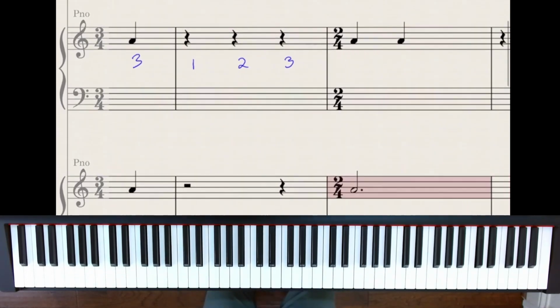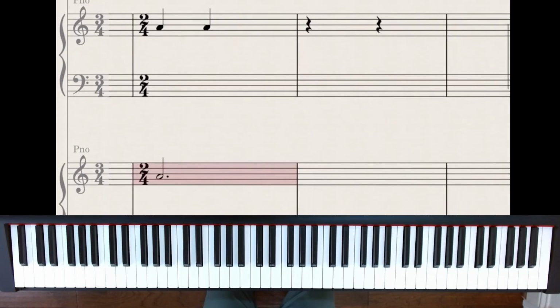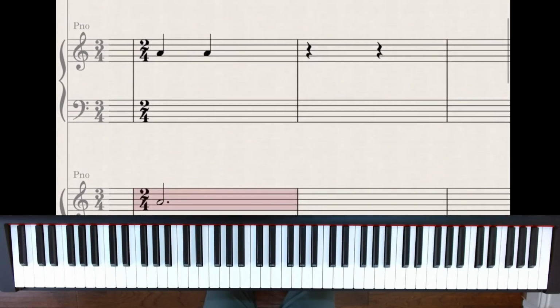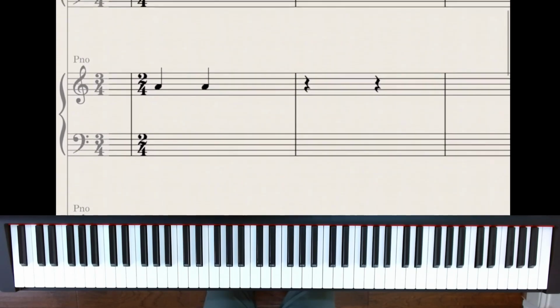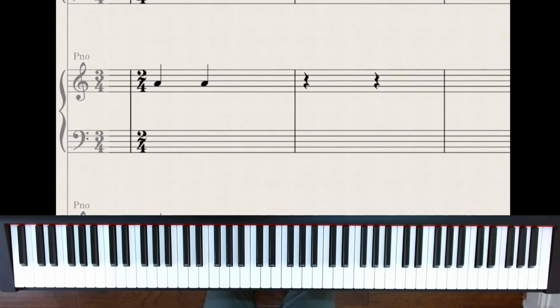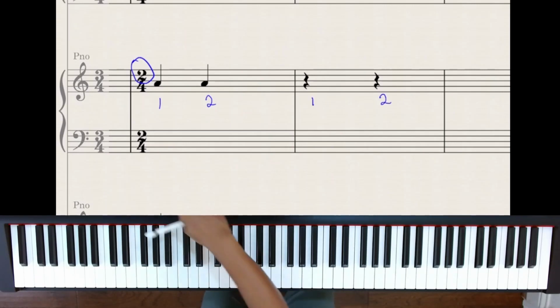Okay? And now we have a 2/4 example. Okay, so with the 2/4 time, same thing. The number has changed on top, but the quarter note still gets the beat. Okay, so in this instance, we have 1, 2. There's only 2 beats allowed per measure. 1, 2. Okay, so I'll go and play this one.